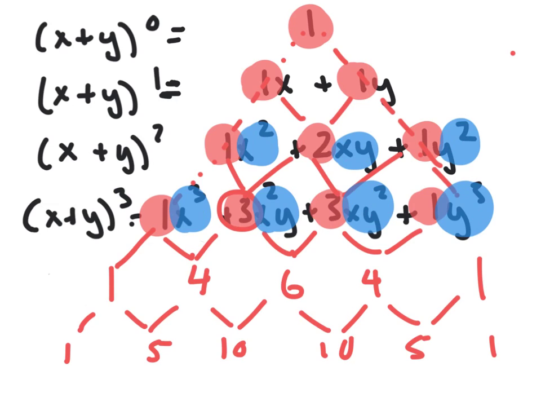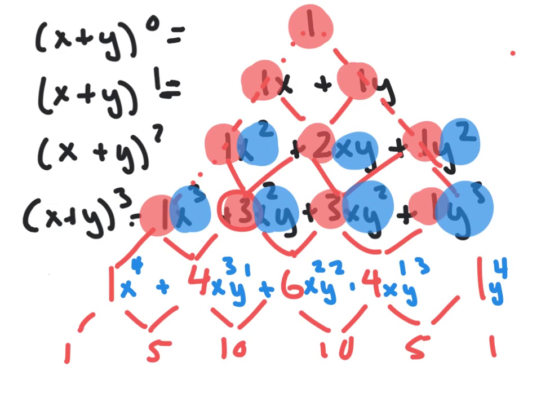The other thing that happens is you can see the x counts down: 3, 2, 1, none. And you can see y does the reverse: 3, 2, 1, none. So if I was to do this, this would be x to the 4th, then it would count down to the 3, to the 2, to the 1, and none. Going the other way, you would go y to the 4, y to the 3, y to the 2, y to the 1, y to the none. This would be the multiplication of all of those of x plus y to the fourth.